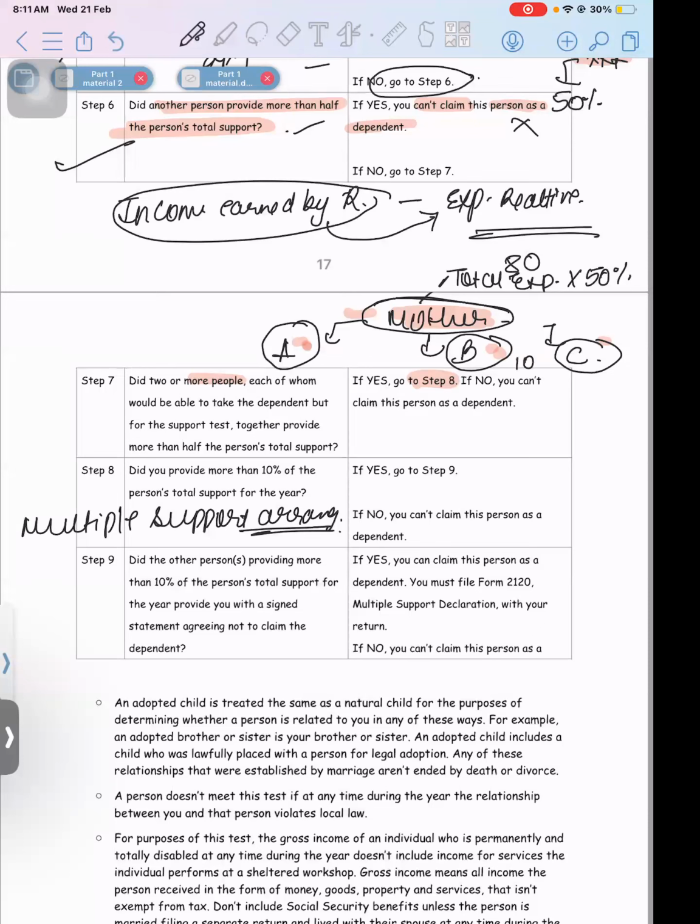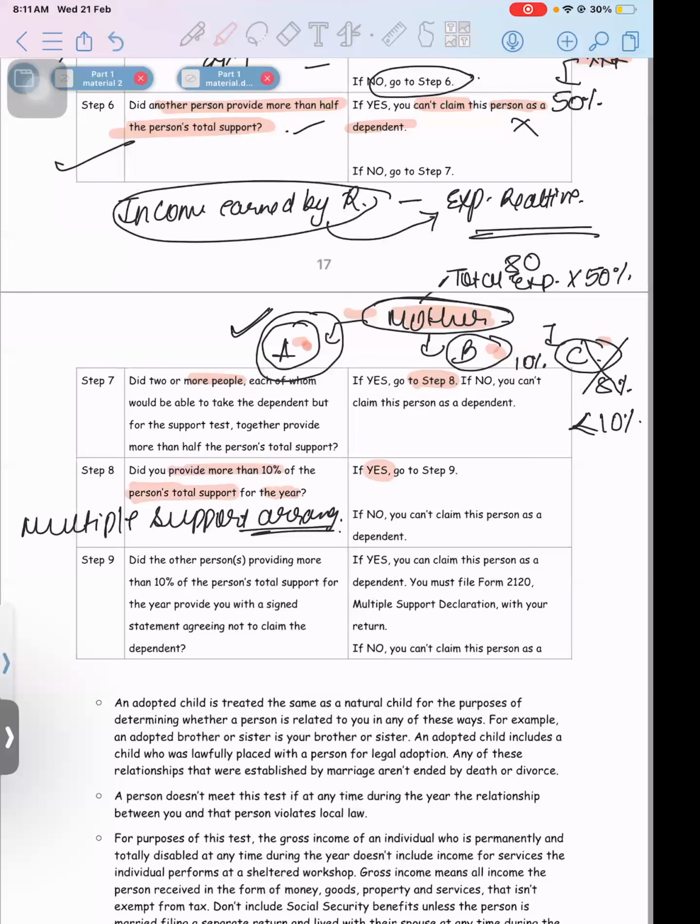Let's say B is providing 10%, C is providing just 8% of expense, and the rest is being provided by A. So A can claim her as a dependent. C is out of the picture because he is providing less than 10%. At least 10% if you are providing, then you will fall under the calculation of who is providing the highest support. Got it, guys? So, did you provide more than 10% of the person's total support for the year?